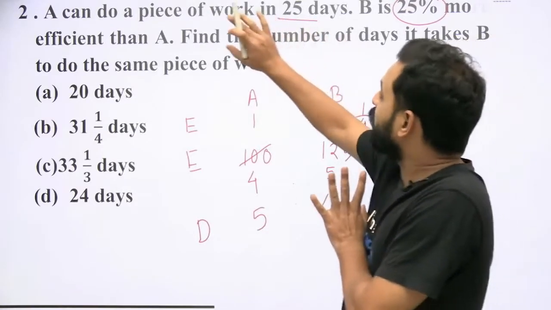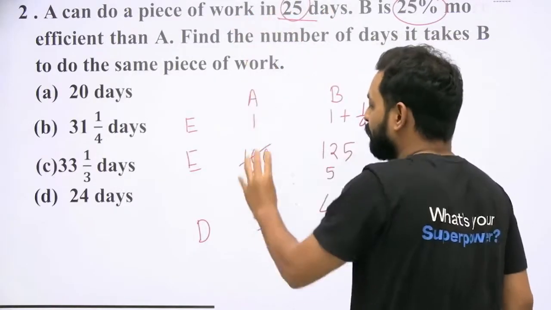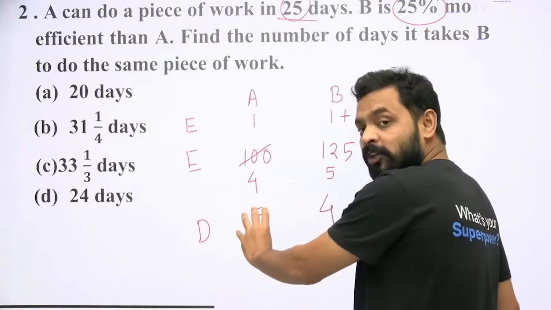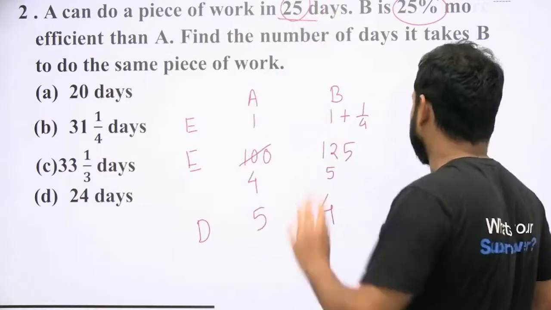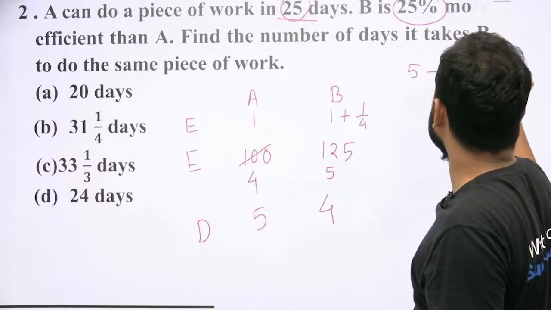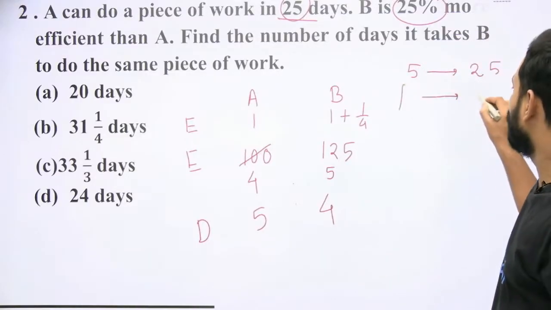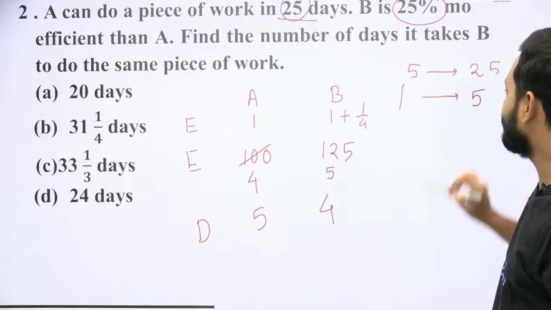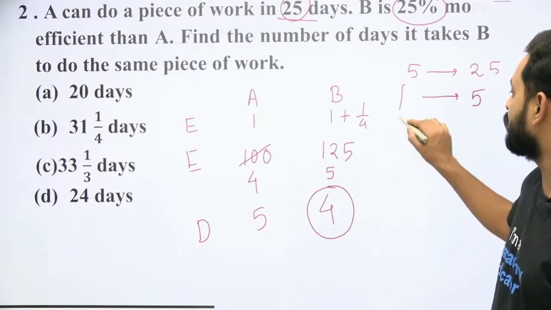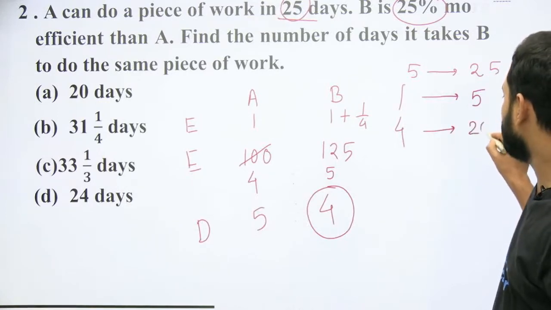Now, A can do a piece of work in 25 days, right? 5 units of days is equivalent to 25. So 1 unit will be 25 by 5, that is 5 days. So, how much is B taking? 4 units of days. That means 4 into 5, that is 20 days.